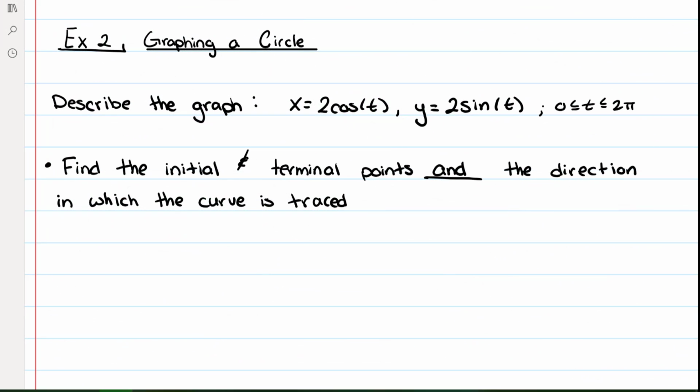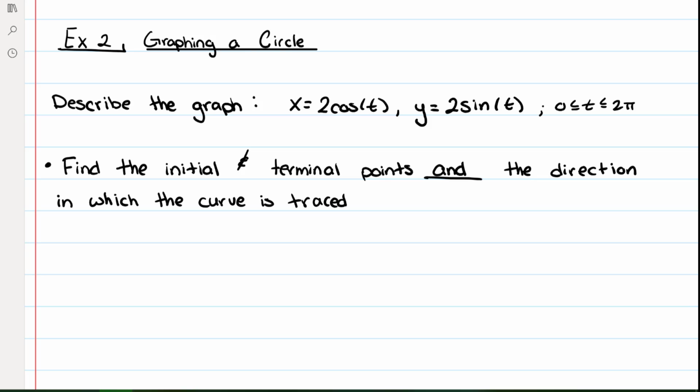All right, moving on to example 2, we're going to talk about how to graph a circle. So we're going to be given the graph x equals 2 cosine of t and y equals 2 sine of t from 0 to 2 pi. We want to find the initial and the terminal points and the direction in which the curve is traced.